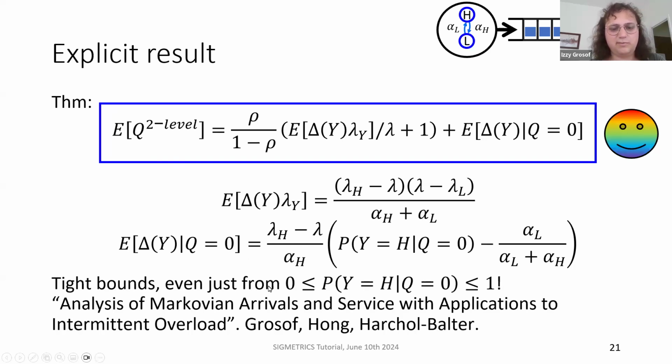And even if we just plug in the bounds that this probability is between 0 and 1, we already get some pretty nice results in a wide variety of settings. And if we do a little bit of extra effort, which we do in this paper, analysis of Markovian arrivals and service with application to intermittent overload, we get some very nice bounds on mean Q. And you can take a look at this paper.